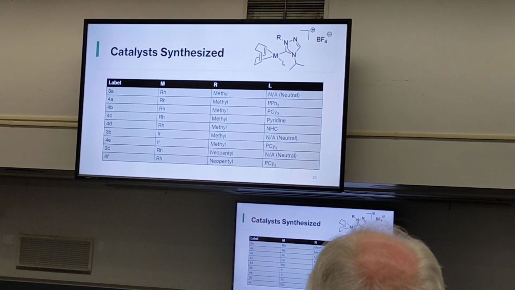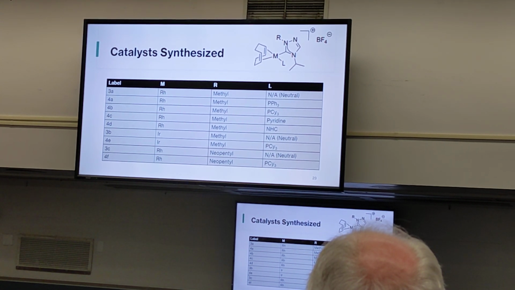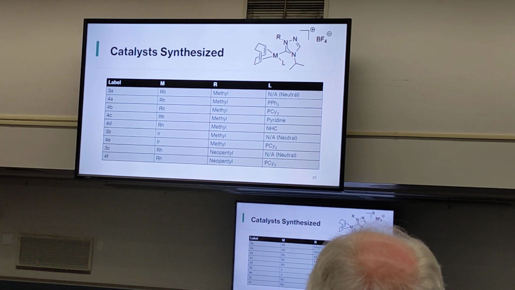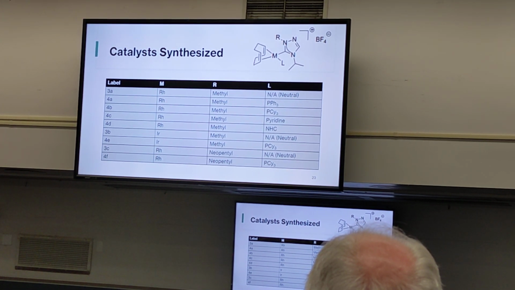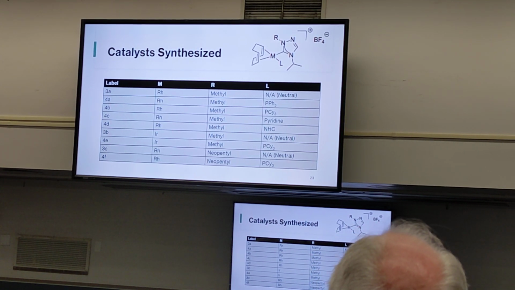They both have a rhodium metal center as well as a tricyclohexylphosphine L group. The only difference between the two is the R group, either methyl or neopentyl. This will come up later when we talk about our catalytic testing.